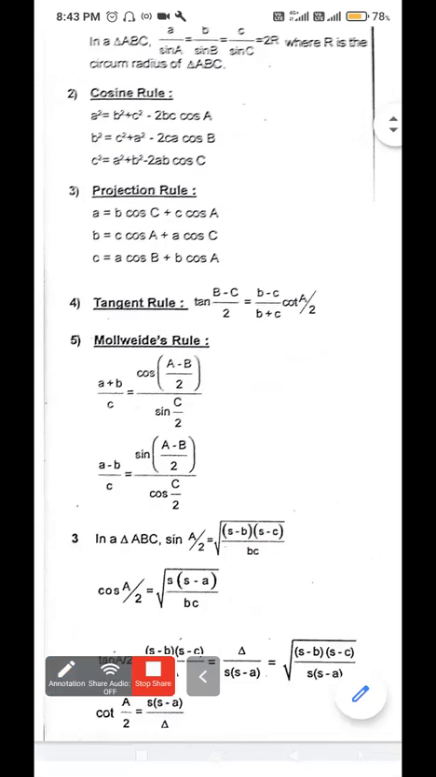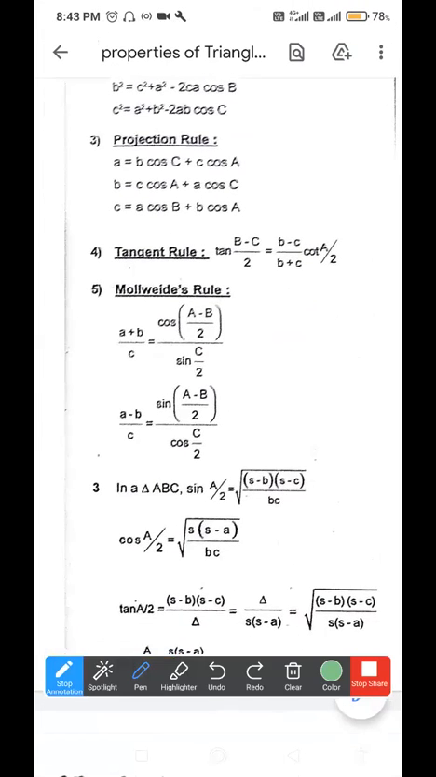Okay. Our next rule is (a plus b) by c is equal to cos of (A minus B) by 2 by sine C by 2. The next one is (a minus b) by c is equal to sine of (A minus B) by 2 by cos C by 2.